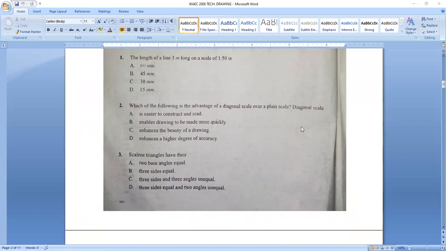Question 2 says, which of the following is the advantage of a diagonal scale over a plane scale? The answer to this question is option D. A diagonal scale enhances a higher degree of accuracy. So question 3, we have that scaling triangles have their 3 sides and 3 angles unequal. That is option D.